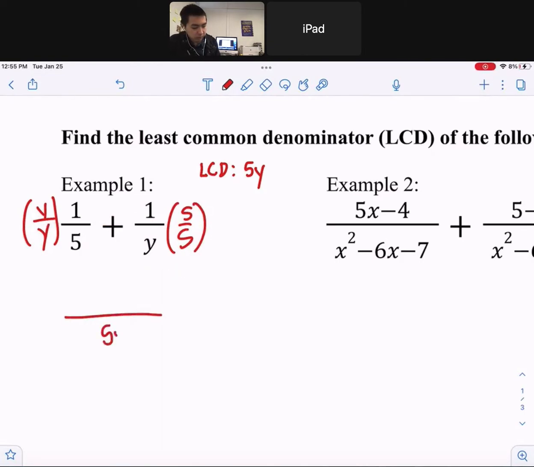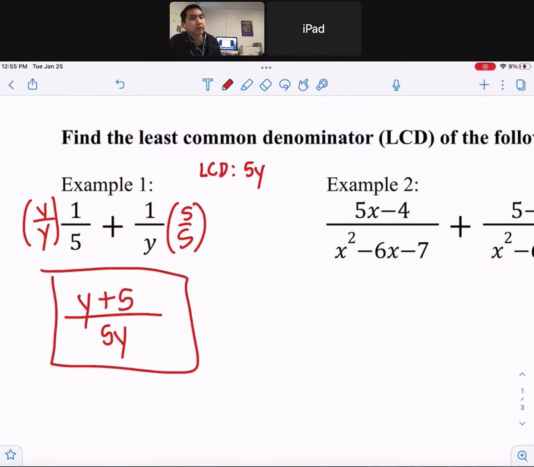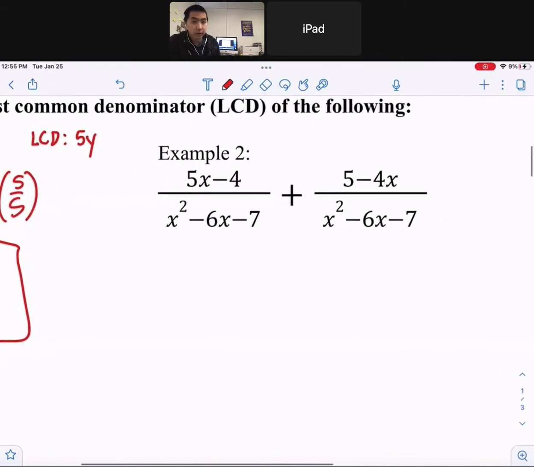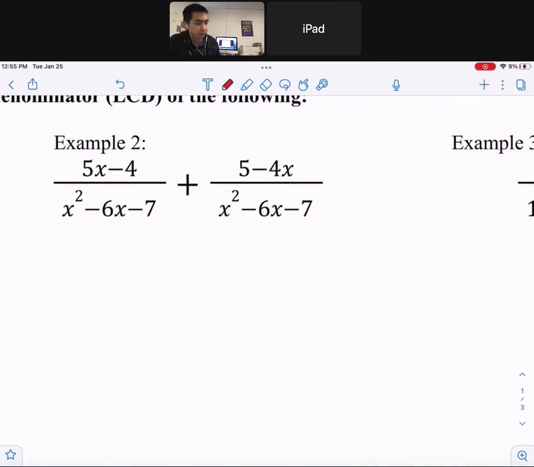So all of this will be over 5y. So y times 1 is y. 1 times 5 is 5. And this is going to be your answer. Okay? Now, there will be problems where you will have to simplify, like this one.